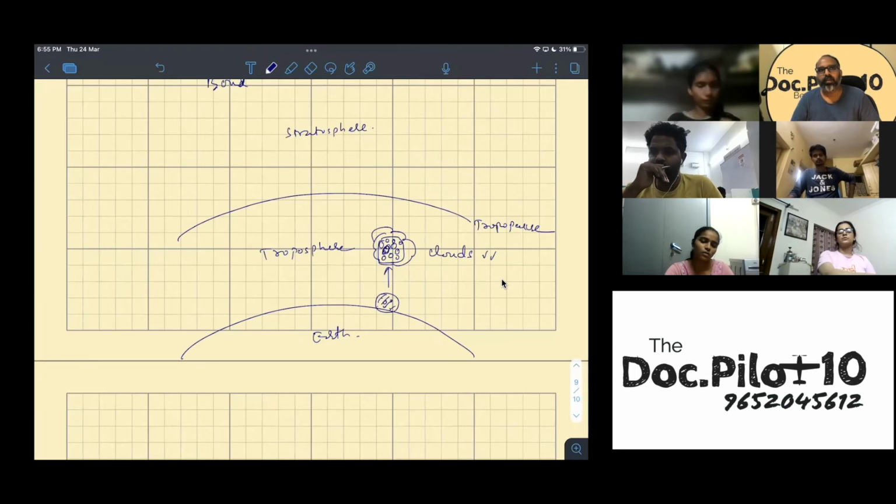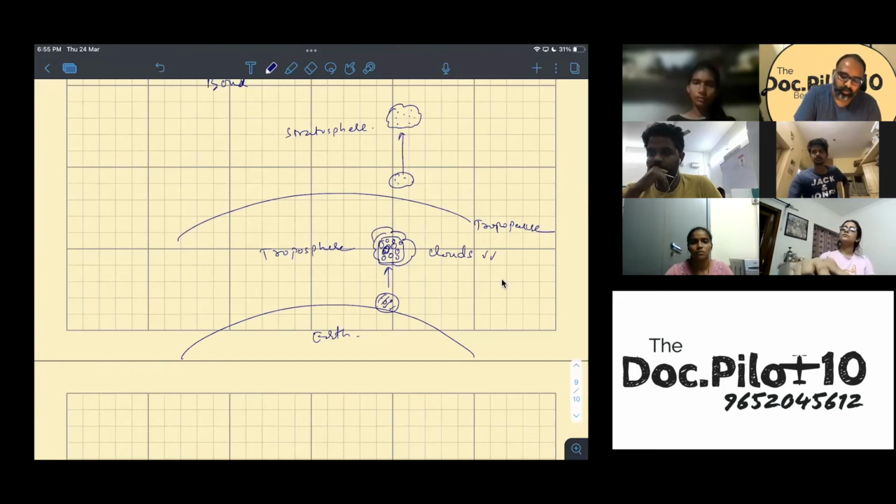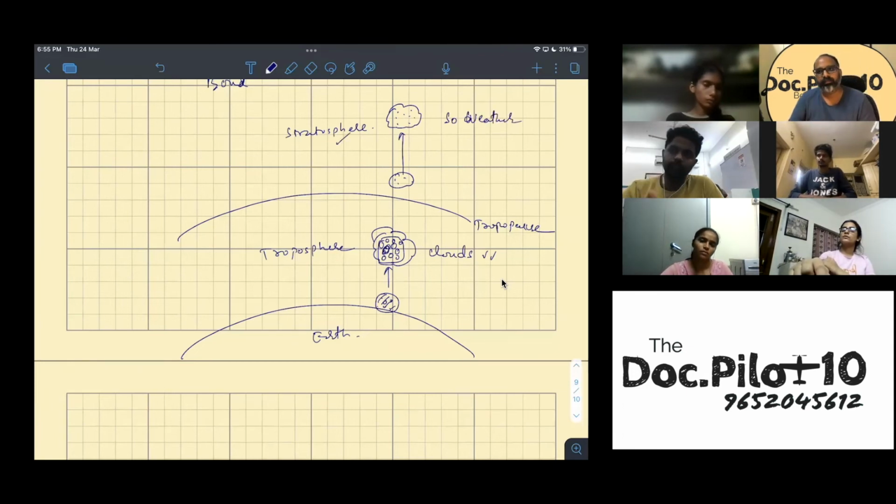That is possible. But see, if you take a parcel of air with water vapor above the tropopause, in the stratosphere, will the temperature decrease? No. So will these water vapor molecules ever condense to form water droplets? No, sir. So clouds, weather or rain do not occur in the stratosphere. Correct. So only in the troposphere does rain happen.